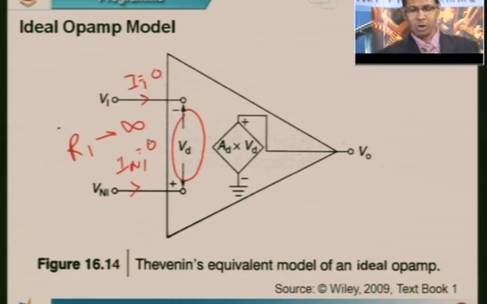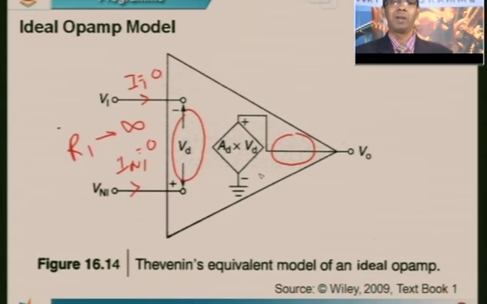Not only that, you can observe that this particular R0 is also not shown. It is shown as a short, or in other words, R0 is 0. So that is the only difference from the practical op amp, and it continues to have the differential gain of AD, plus it amplifies the difference between the two voltages, which is nothing but Vd.